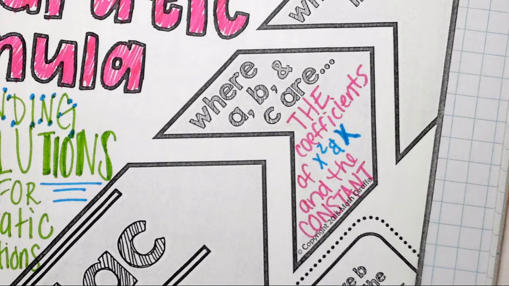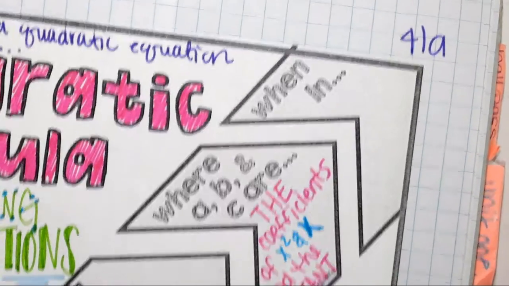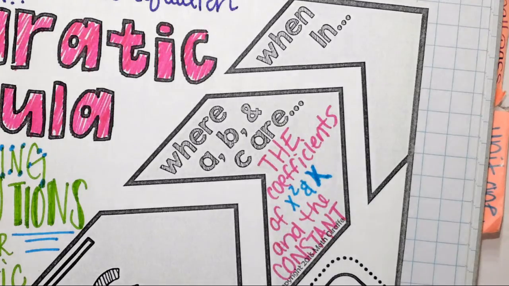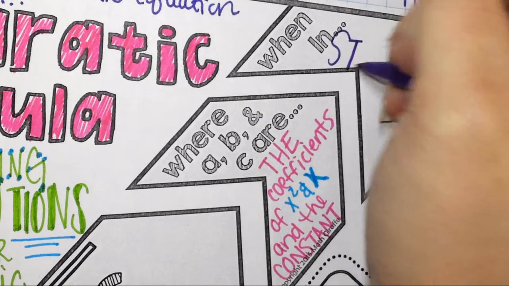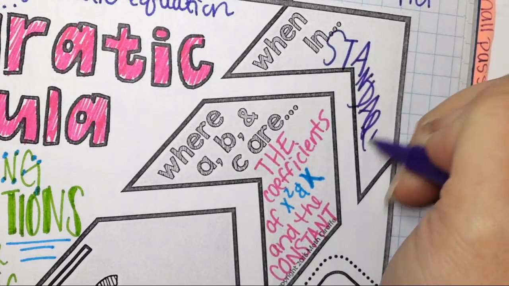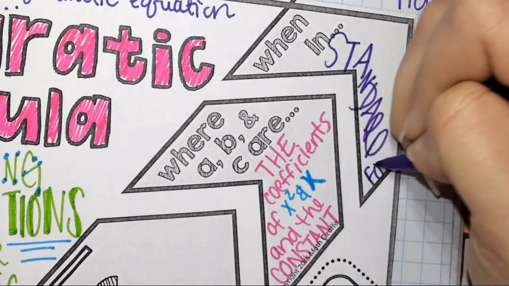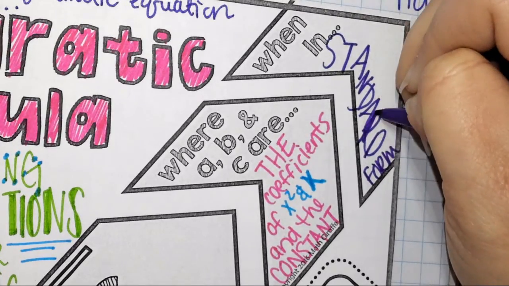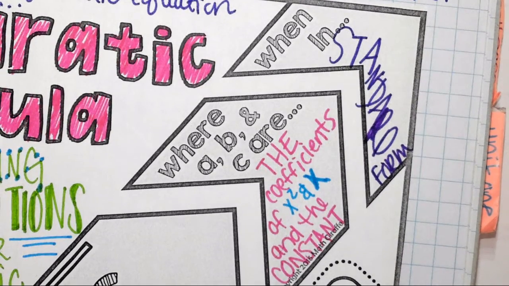And when do we use the quadratic formula? When it's in what form? Standard form. Take a point. So when in standard form, what is standard form of a quadratic? AX squared plus BX plus C. Look at you, and you used your notes. Take another point.